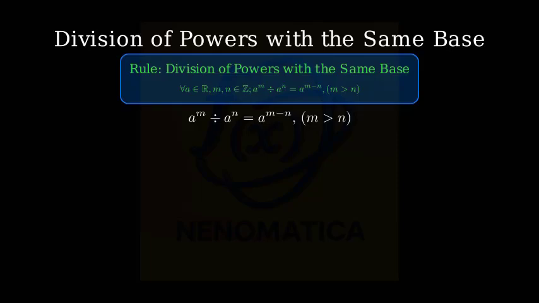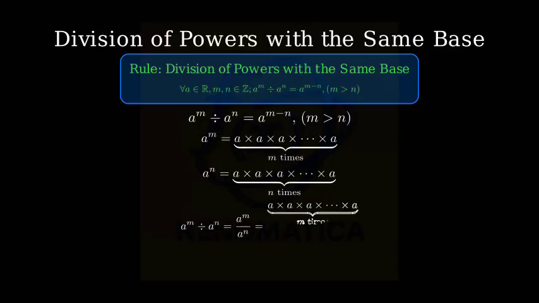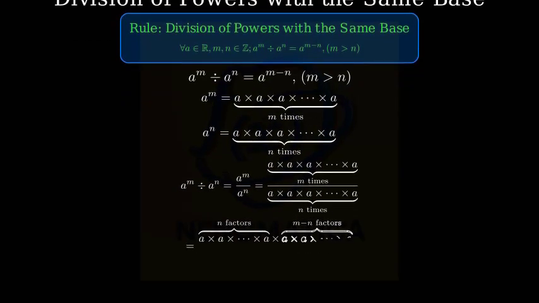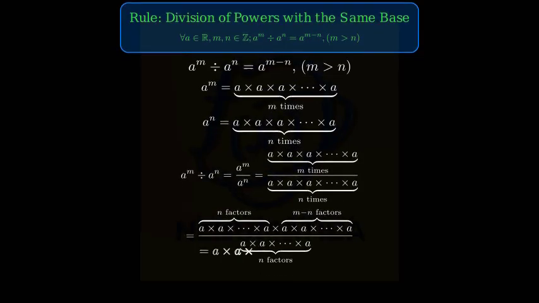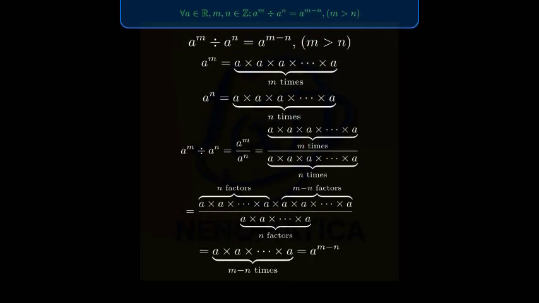When we write a to the power of m, it means a multiplied by itself m times. And a to the power of n means a multiplied by itself n times. When we divide these expressions, we get this fraction. Now we can cancel out the common factors, which gives us a multiplied by itself m minus n times, which is exactly a to the power of m minus n.